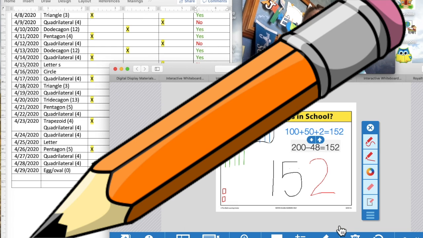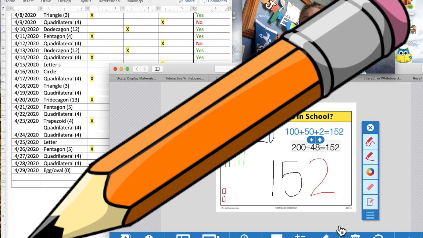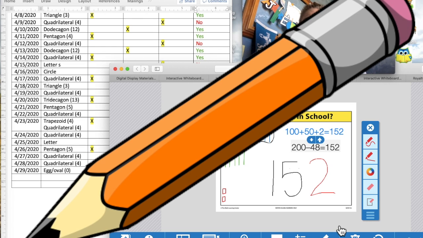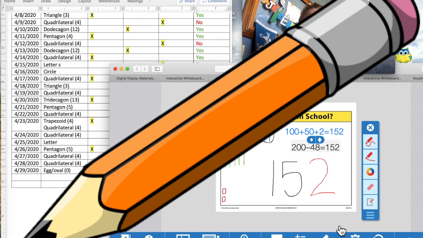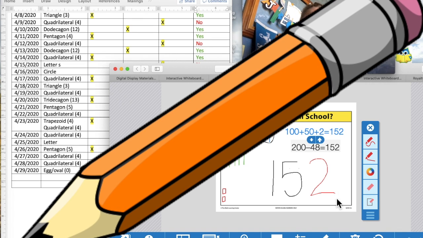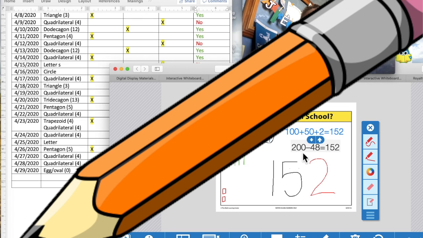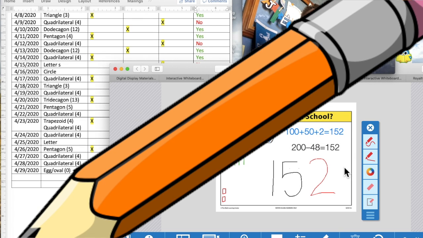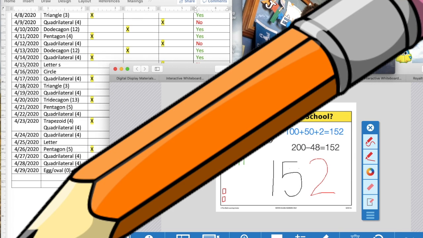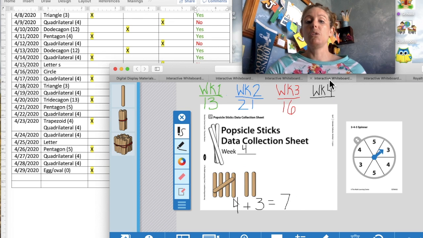152. Now on your piece of paper, make sure to write a crazy number sentence to submit to your teacher or your parents. We would love to see how you made 152 that is different from ours. Great job, first grade. And off to collecting our popsicle sticks.